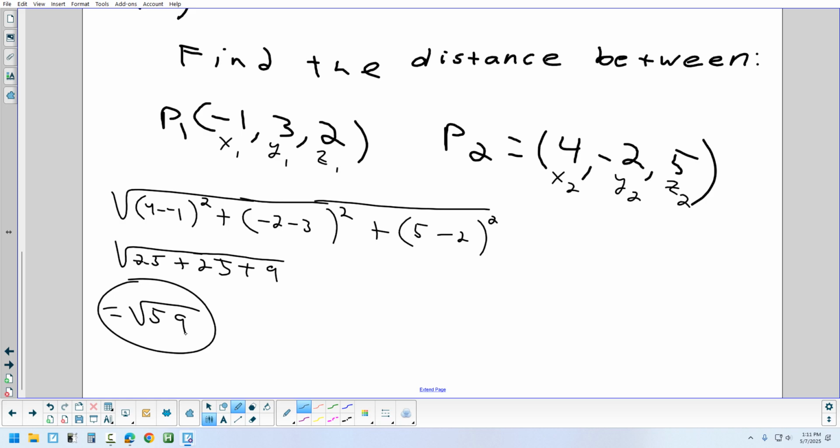Are we supposed to simplify the final answer again? If it says to round it to a decimal, then yeah, you can. If it says leave it exact, you leave it just like that. Do we do the thing where we split it up? But you can't simplify 59. If you had the square root of 20, yeah, you should do 2 square root 5.